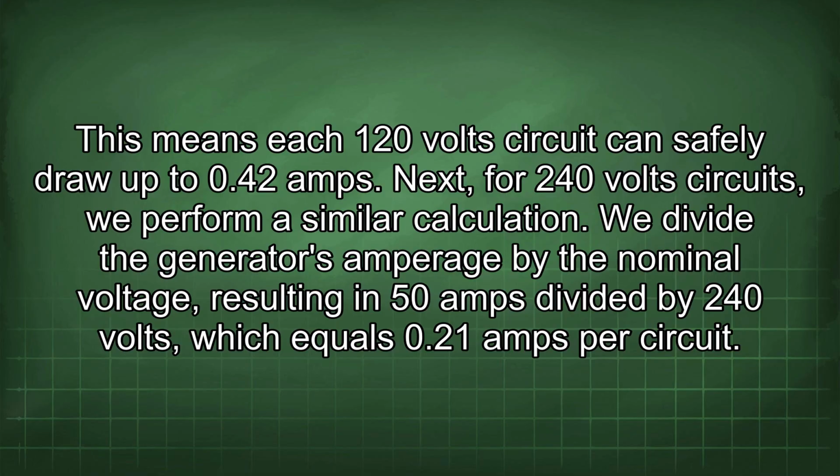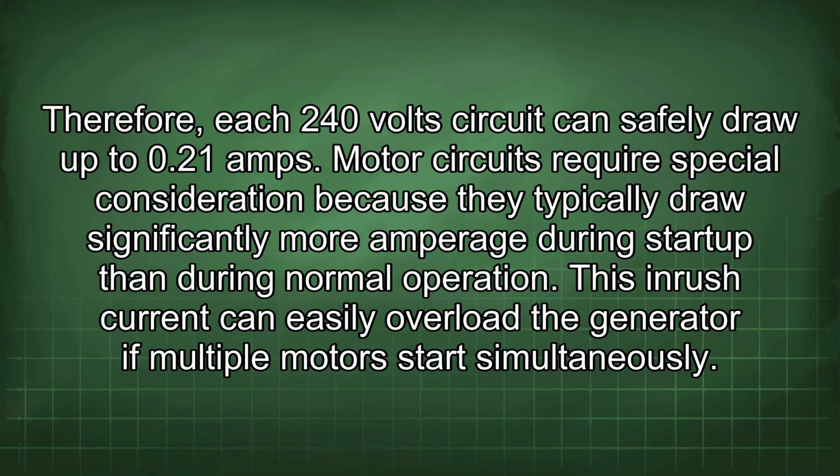Next, for 240 volt circuits, we perform a similar calculation. We divide the generator's amperage by the nominal voltage, resulting in 50 amps divided by 240 volts, which equals 0.21 amps per circuit. Therefore, each 240 volt circuit can safely draw up to 0.21 amps.